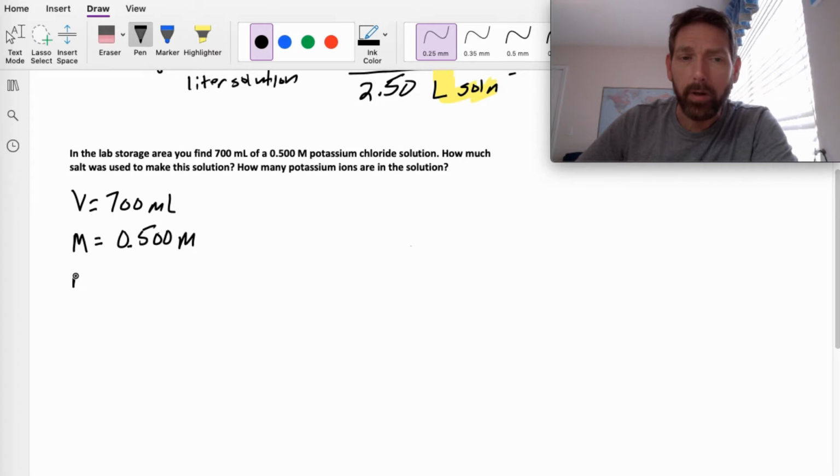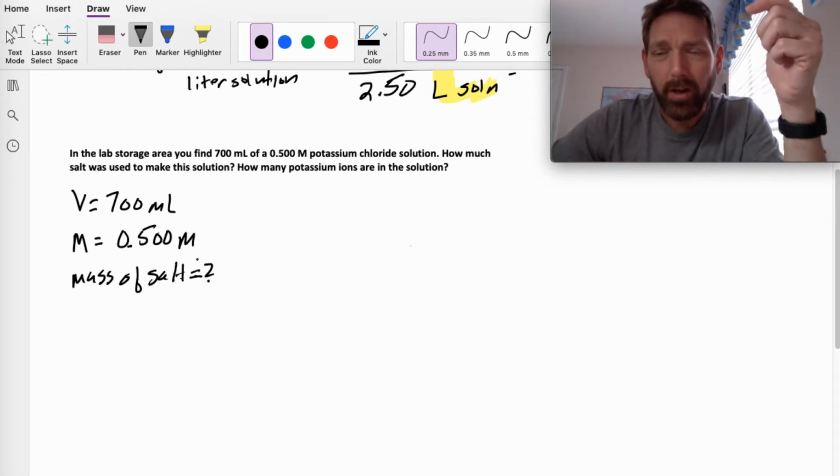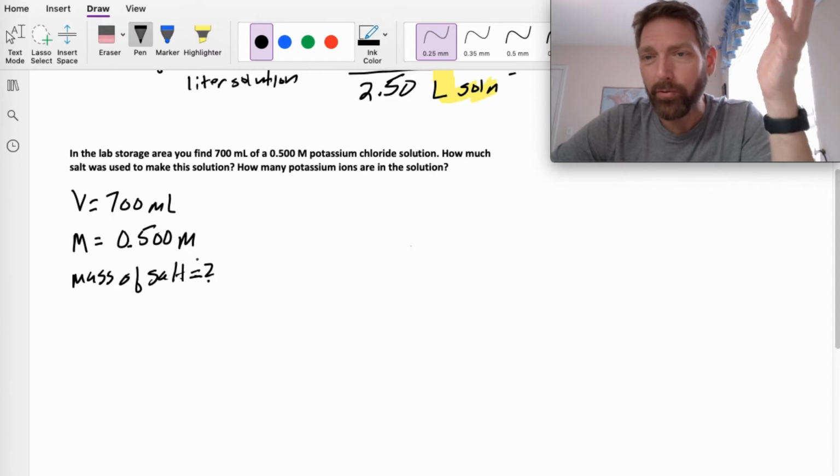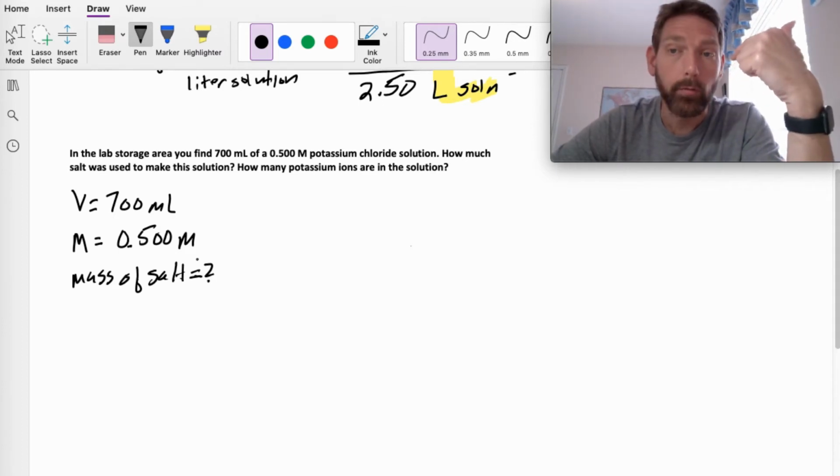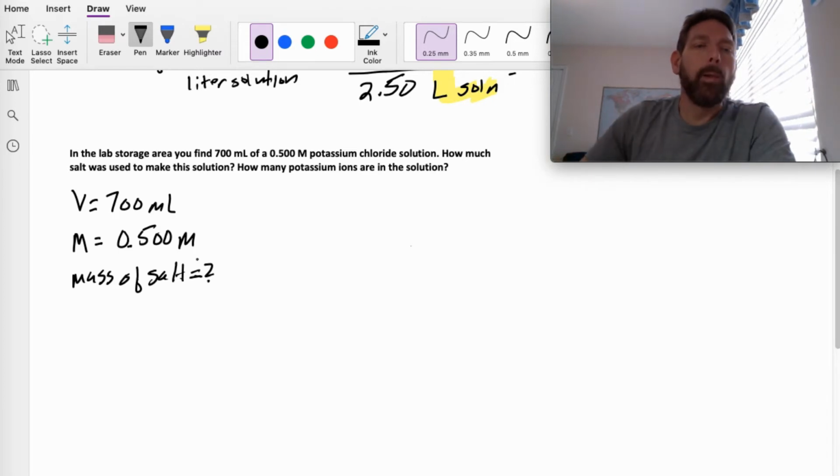So it wants the mass of salt. That's what it's asking, how much was used. Because your scales measure in mass units. They don't measure in moles, right? That's a calculation. That's a fundamental calculation that we have to do, right? So come over here.